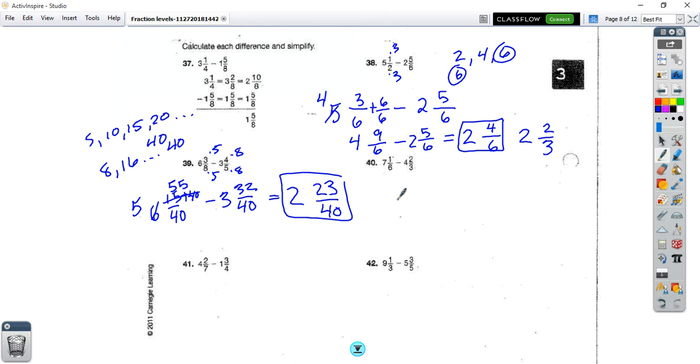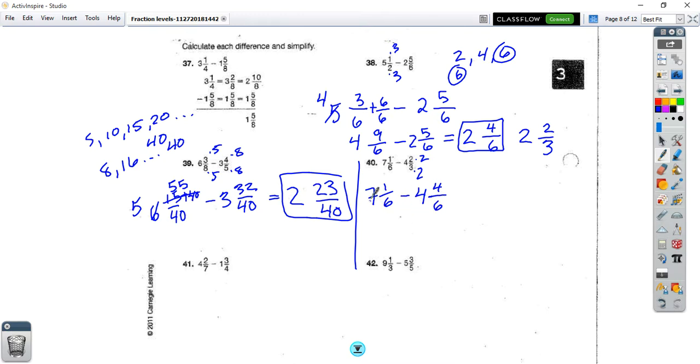Next problem is the last one that I'll do. 3 goes into 6, so I can just multiply times 2, and then times 2 up here. So this is 7 and 1/6 minus 4, 2 times 2 is 4, 6. 4 and 4/6. So again, I have to borrow.